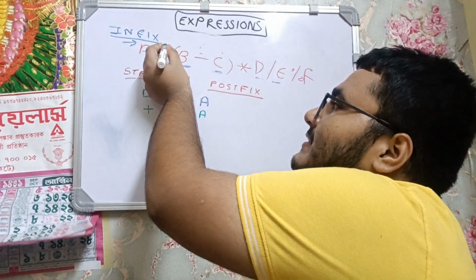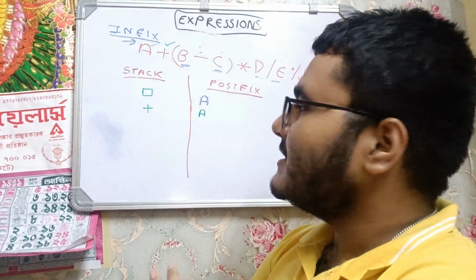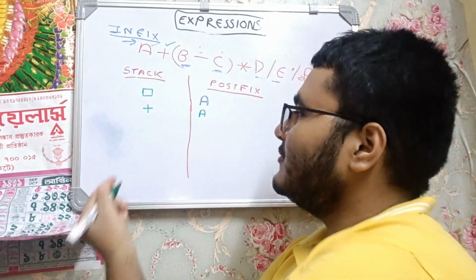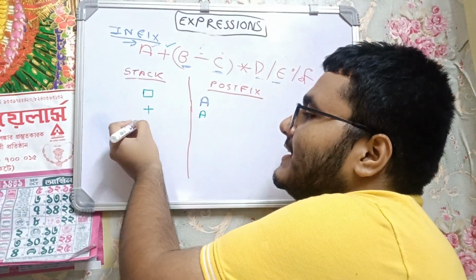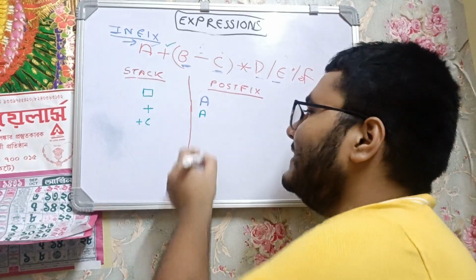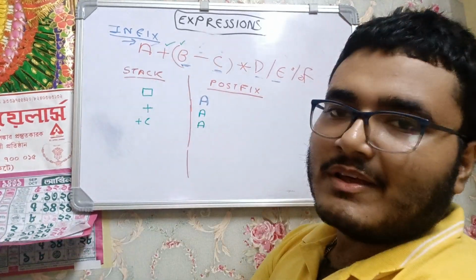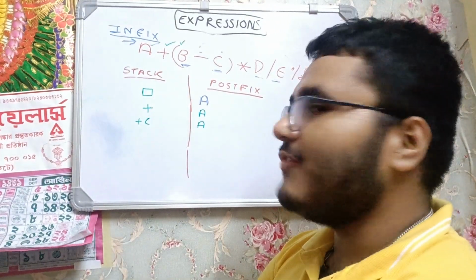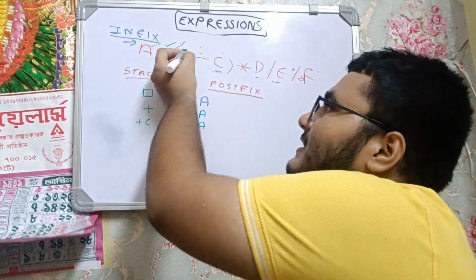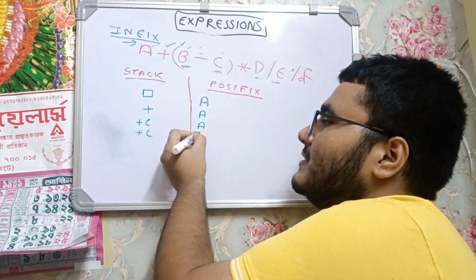So this is done. If left parenthesis arrives, just push it into the stack, no problem. If left parenthesis arrives, push it into the stack: plus, then bracket, then A. Okay, so this is done. Again, if operands arrive, push them into the postfix expression.